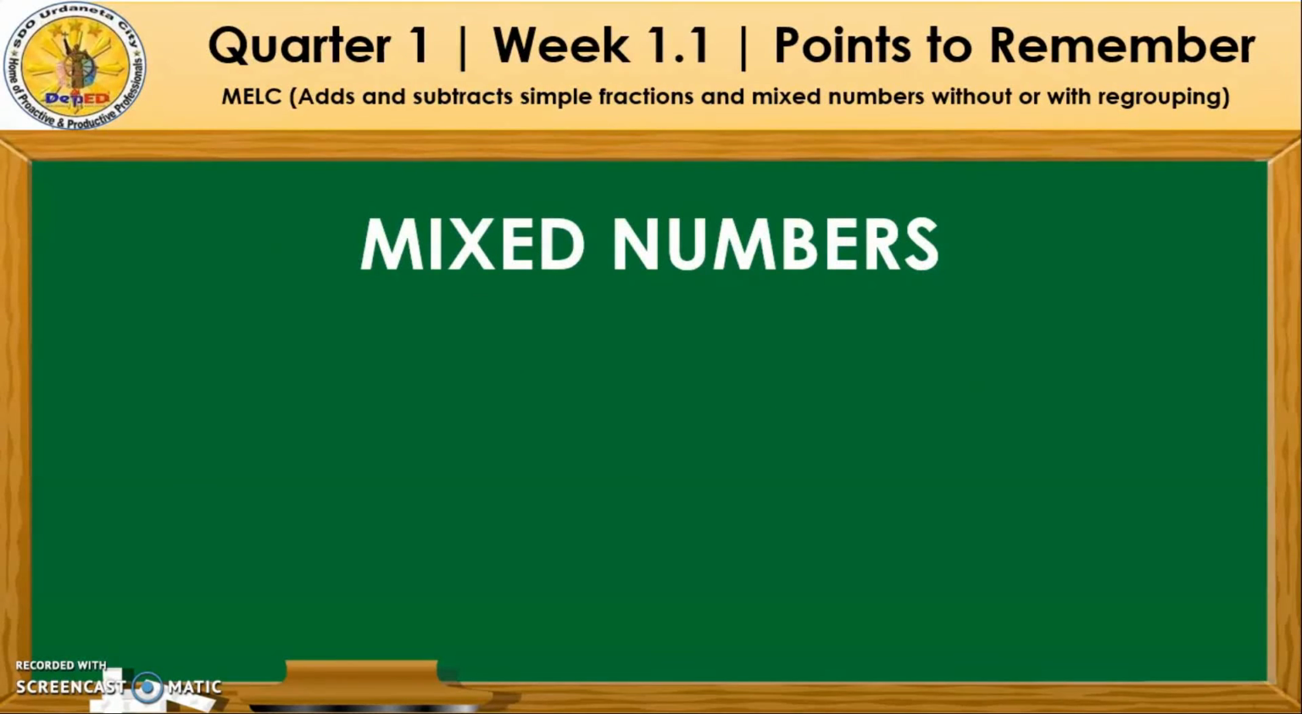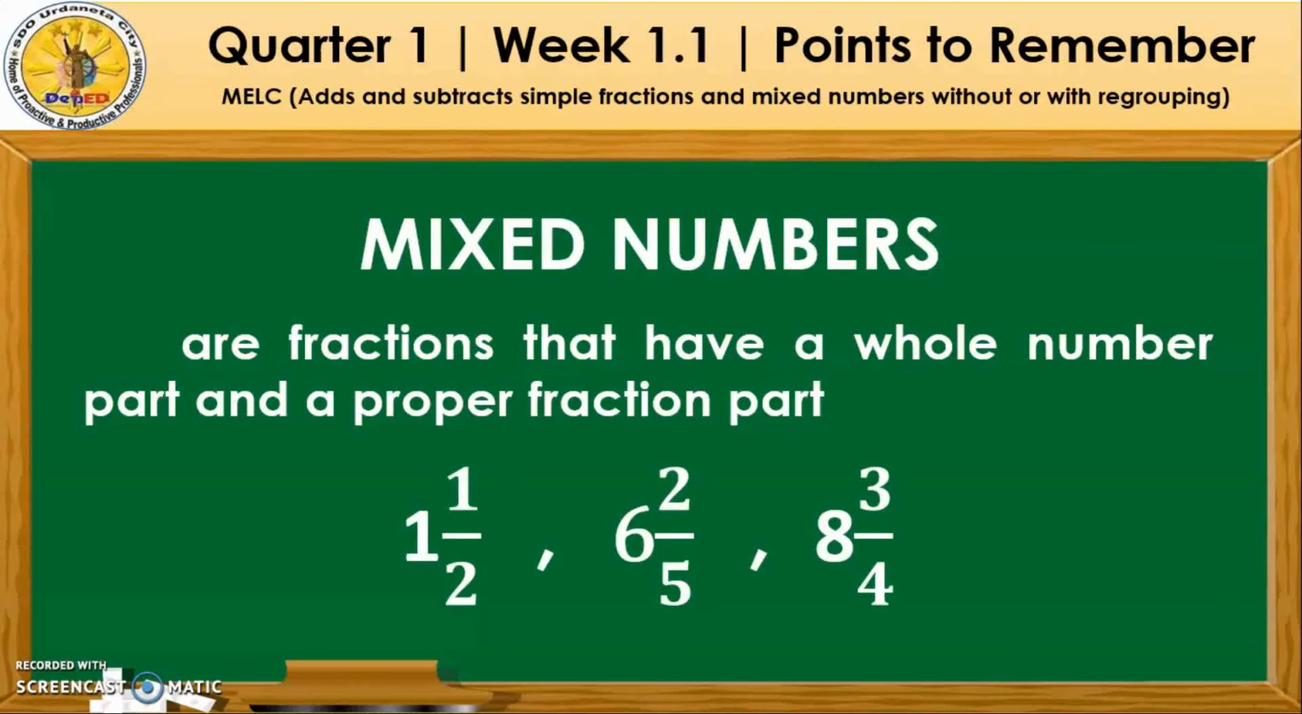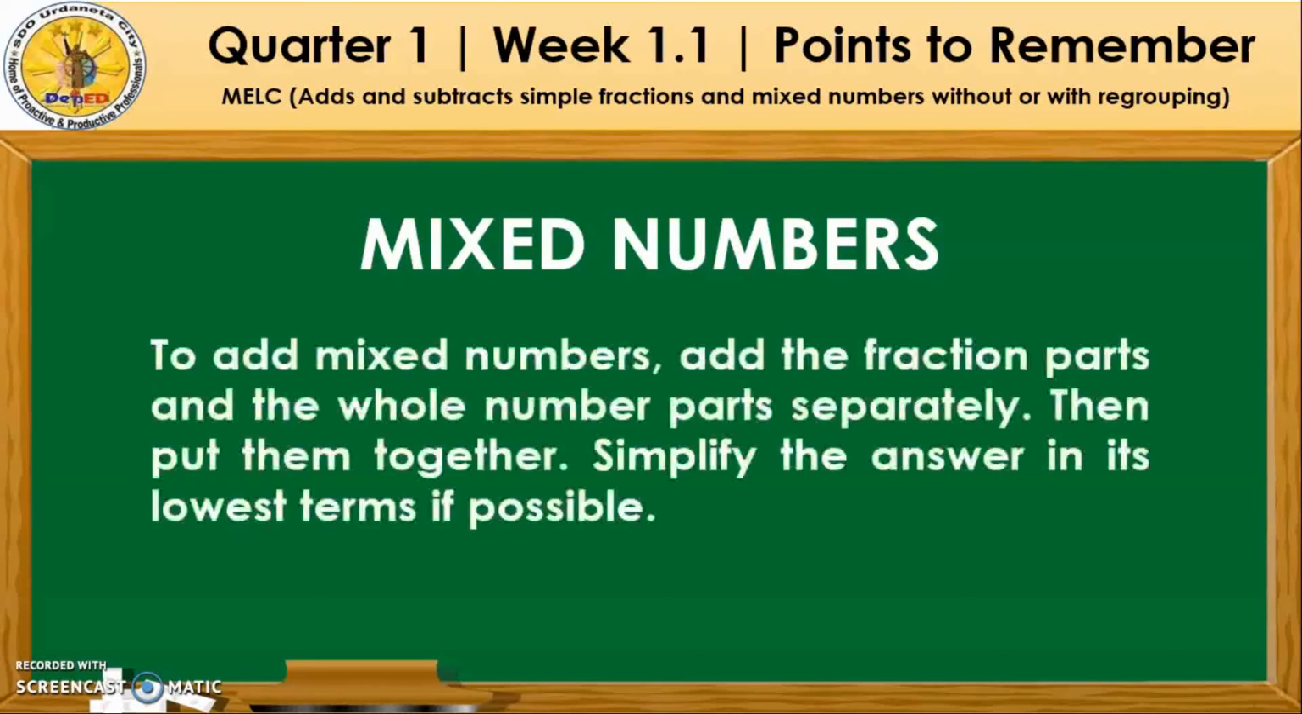Let's move on to mixed numbers or mixed fractions. Mixed numbers are fractions that have a whole number part and a proper fraction part. For example, 1 and 1/2, 6 and 2/5, 8 and 3/4. To add mixed numbers, add the fraction parts and the whole number parts separately, then put them together. And lastly, simplify the answer in its lowest term only if possible.